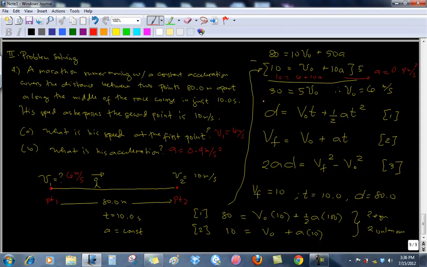Take note that you need to memorize these 3 equations for motion with constant acceleration. Take note na magamit lang siya ang equation when A is constant. A constant. That's it.